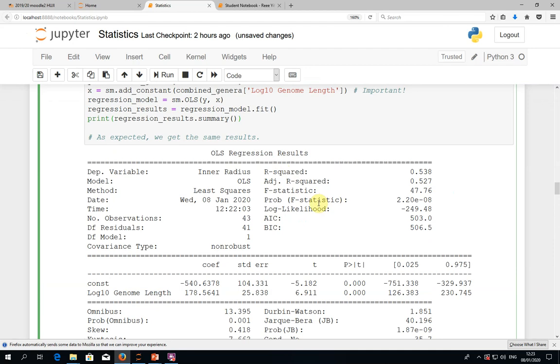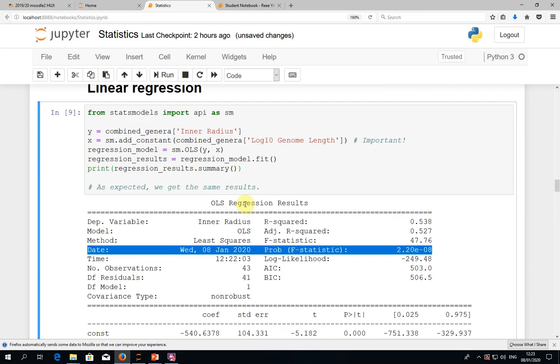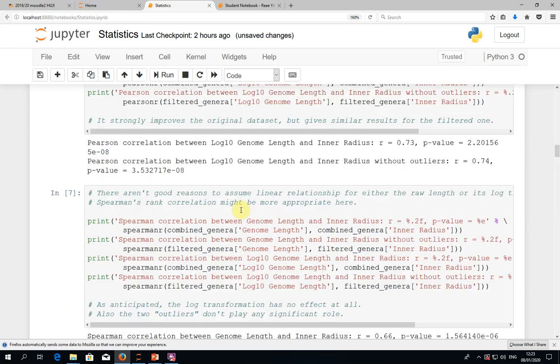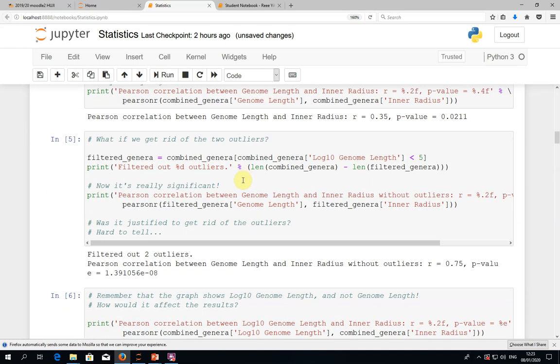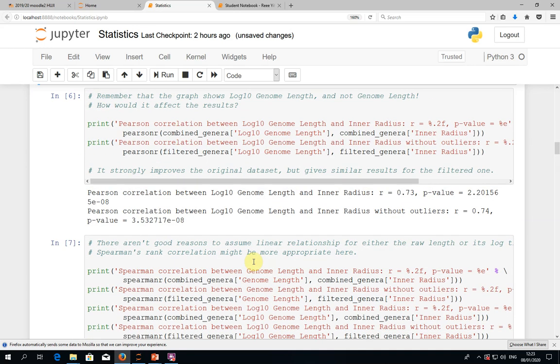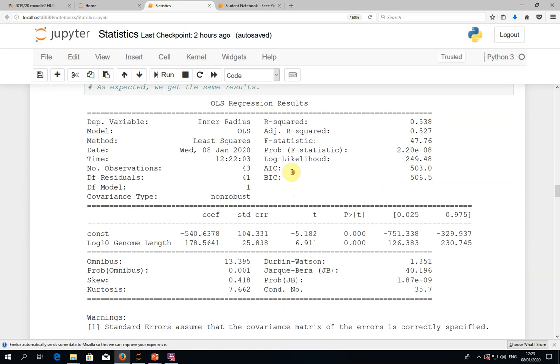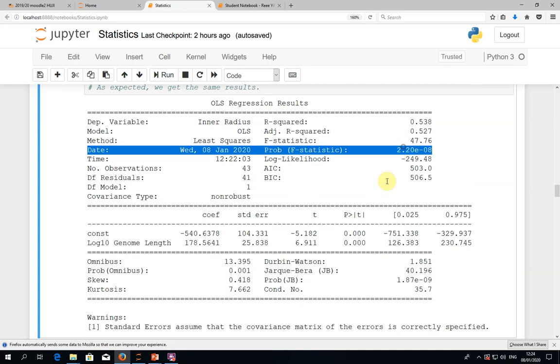I will just note that you get a p-value, which is exactly the same p-value that you got when you ran Pearson's correlation under the same conditions. So when we ran Pearson's correlation with the log 10 scaling, you can see we got the same p-value that you now see here, which is not surprising.